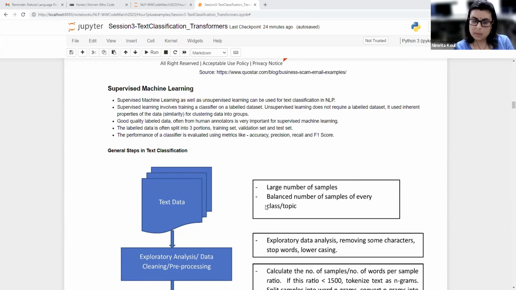It learns to associate a valid text, a non-spam email, with its content and a spam email with its content. So these learned patterns or weights is called training a model, and a fully trained model is a model which makes very few errors in classifying your text into the categories that it should belong to. So for any supervised learning task, good quality labeled data is absolutely essential.